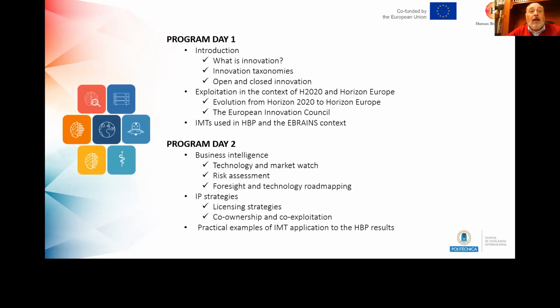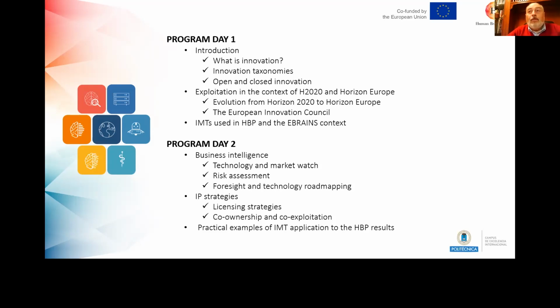just to give an idea about that and why it should be relevant for us. And then the innovation management tools, IMTs, used in HBP. With this first day, we will cover general aspects related to innovation and how innovation is managed in the context of HBP.